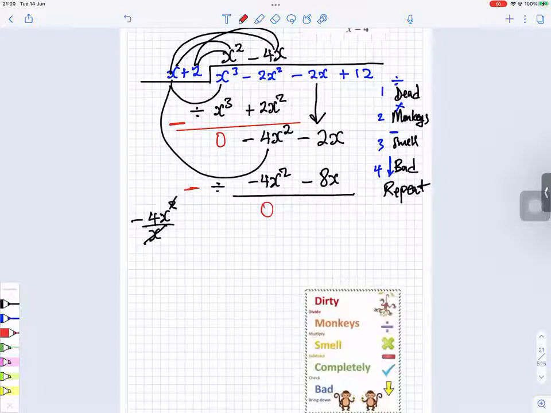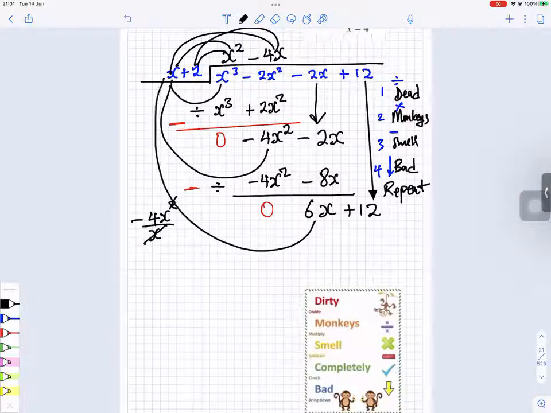Minus 2 minus minus 8. That's 10x. No, 6x. Yeah, there's a lot of minus there. So 6x. And then we've done subtract. We'll go to number 4, bring down. We'll bring down the 12. Plus 12. And then we'll repeat.